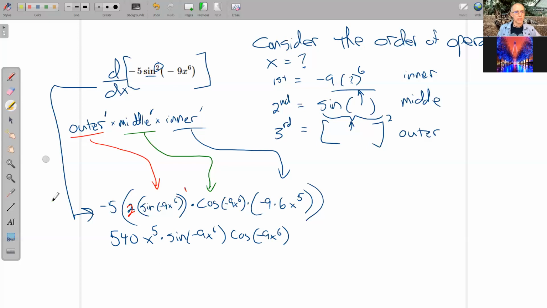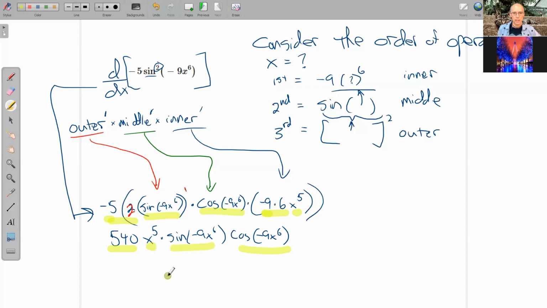Did we get everything? So let's see, we got the negative times a negative, 5 times 2, 9 times 6, that's covered. We got the x to the 5th covered. We've got the sine and the cosine. Yep, got everything. So I always like to go back through in these complicated ones, make sure I've got all the pieces right.